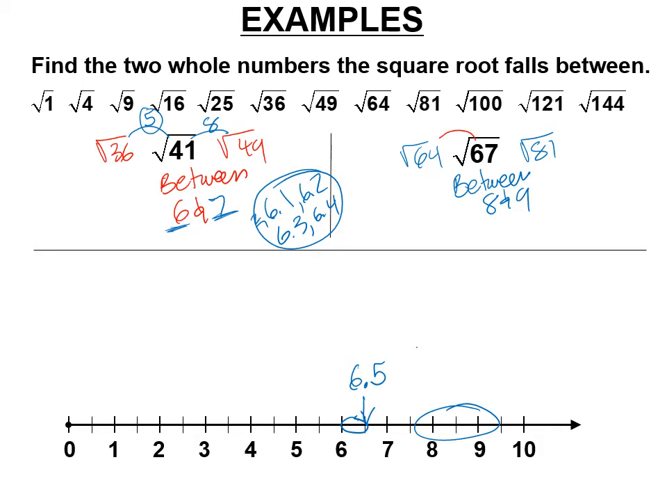Now this time, look at this. 67 is just a little bit more than 64, and it's 14 away from 81. What does that tell us? Well, it's way closer to 8. So it's more likely, really, it's 8.1 or 8.2. It can't be anything else because it's really close to 8.